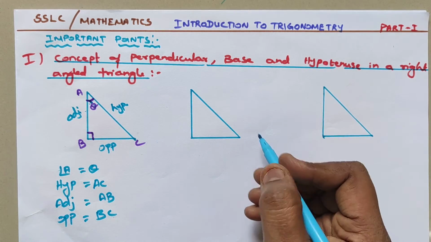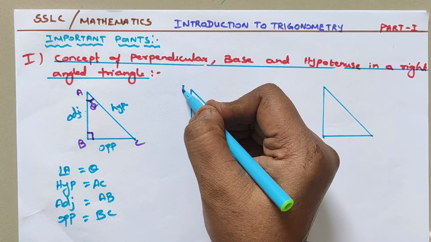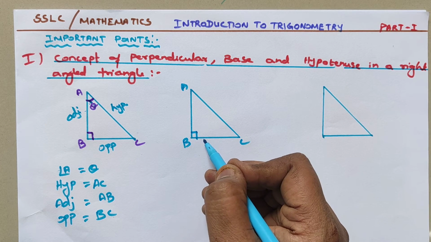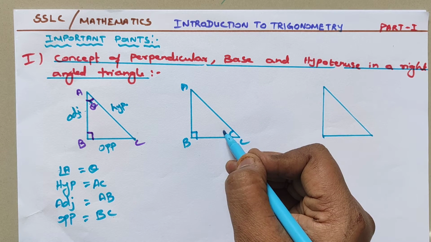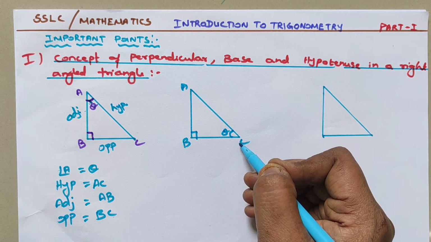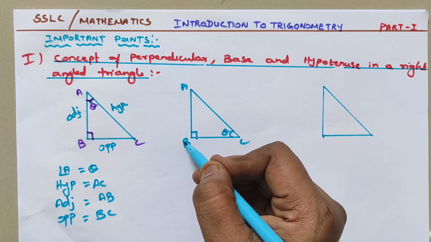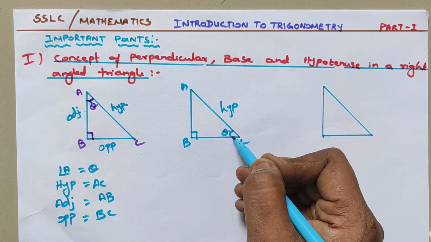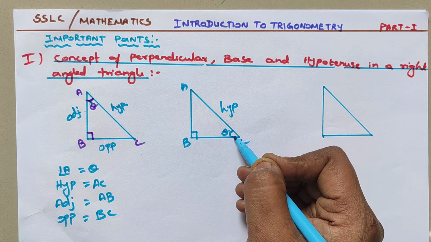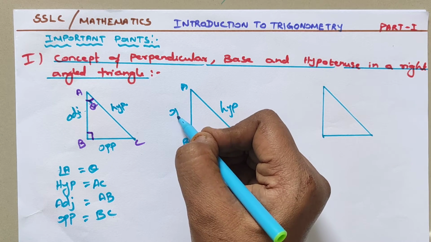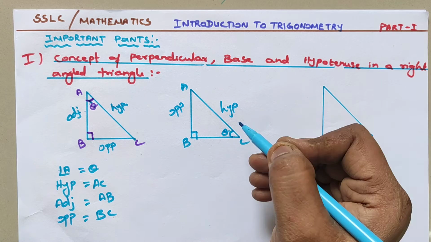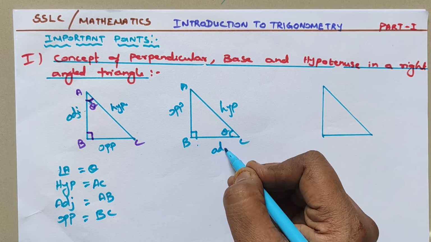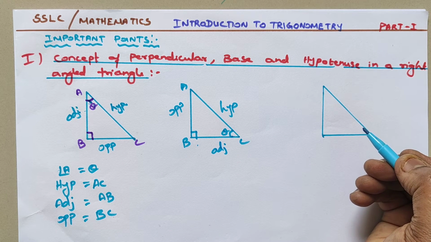Suppose in a triangle, let me mark the triangle A, B and C. Here angle B is 90 degrees, and here let angle C be theta. So first mark the hypotenuse. Which will be the hypotenuse? AC is the hypotenuse. Then the side opposite to this angle theta is the opposite. Then adjacent is nothing but this one, BC is the adjacent. Is it clear children?